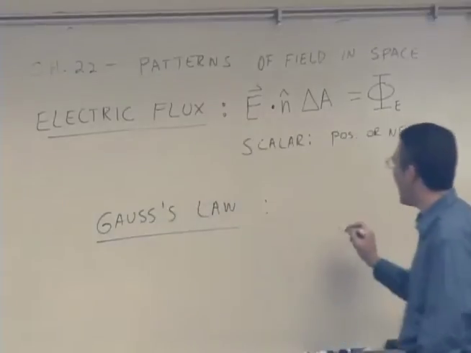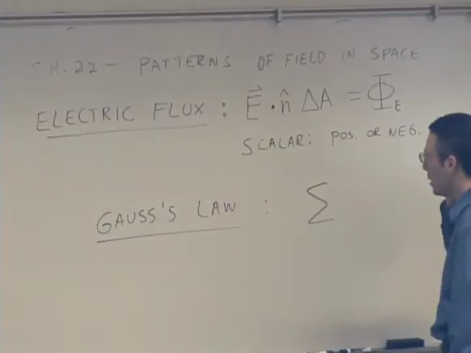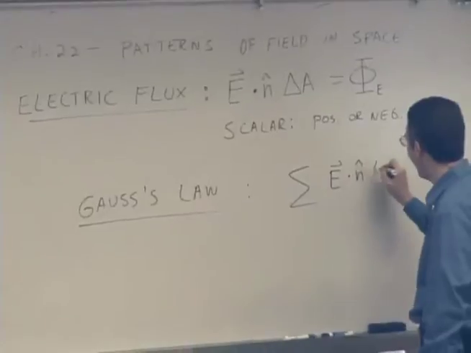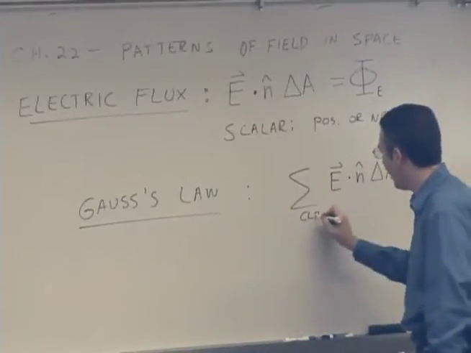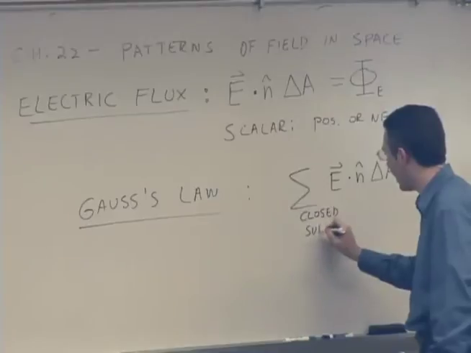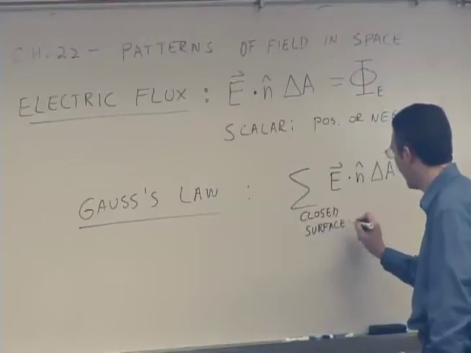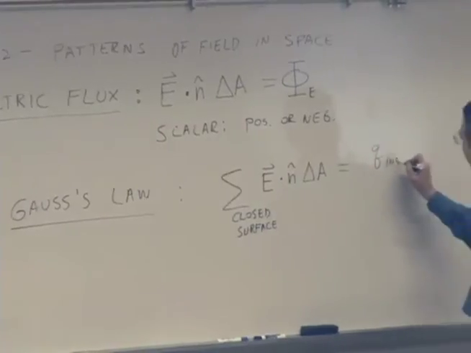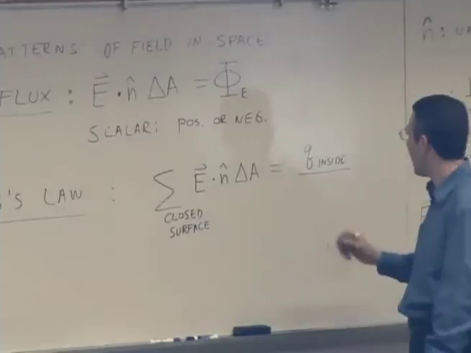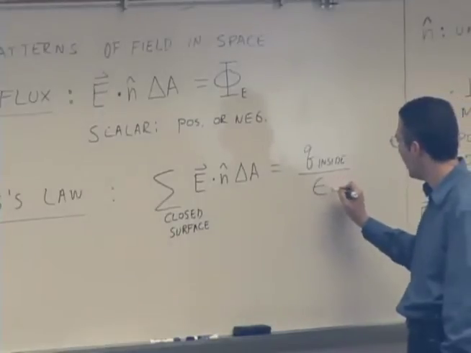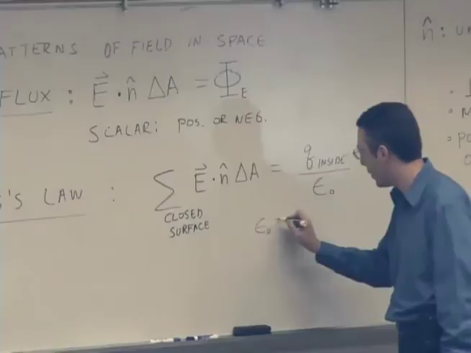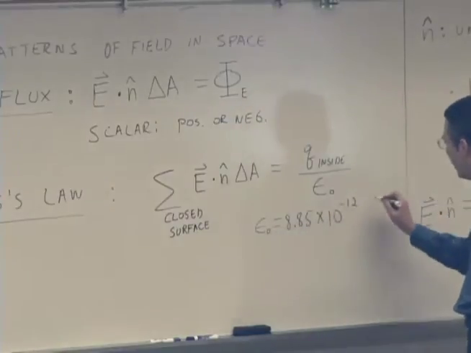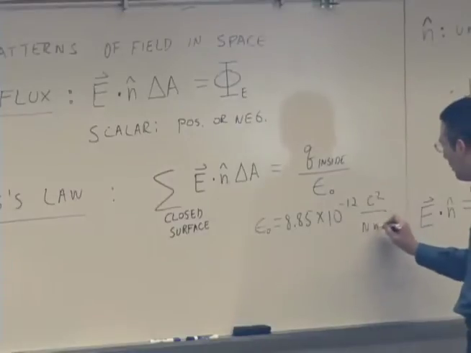Gauss's law says that the sum of the electric flux, the sum of E dot n hat delta A over a closed surface, like a box that we've just been showing, is equal to the charge inside divided by a constant. And that constant turns out to be epsilon 0. And remember, epsilon 0 is 8.85 times 10 to the minus 12 coulombs squared per Newton meters squared. Okay?